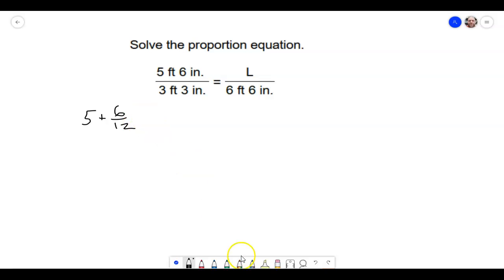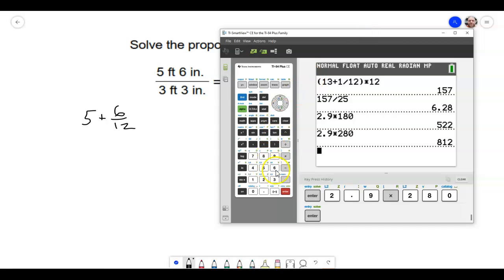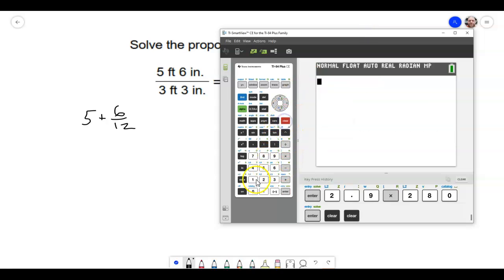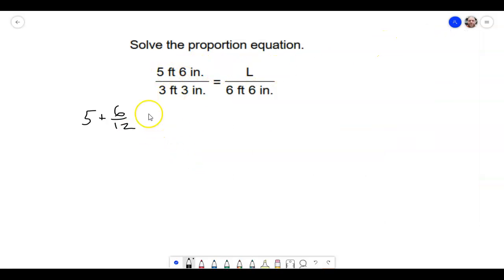And if I add those together using my calculator, 5 plus 6 divided by 12, it's going to give me a decimal of 5.5. So I can rewrite this one as 5.5. And remember, this way only works as long as we don't get a repeating decimal.